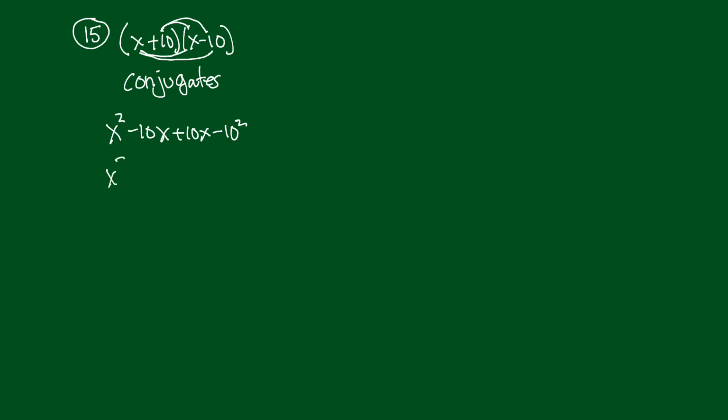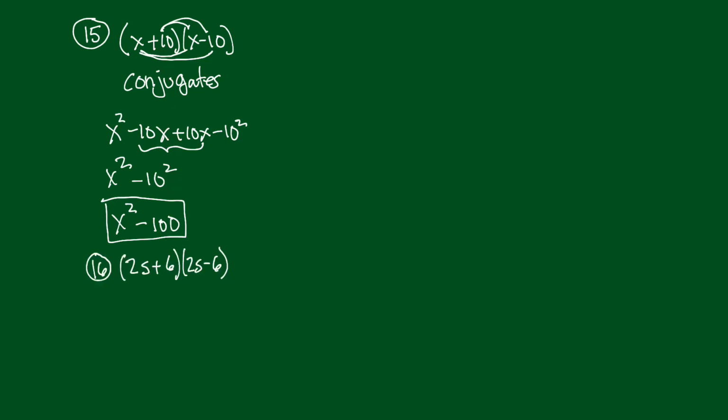Now, you've got x squared. Now what happens here? Negative 10x plus 10x goes out, and you're left with what? Minus 10 squared, or how about this? Square the first, put a minus sign, square the second. So when you have conjugates like this, here's what you do. Just look at this one. Square the first, put a minus sign, square the second.